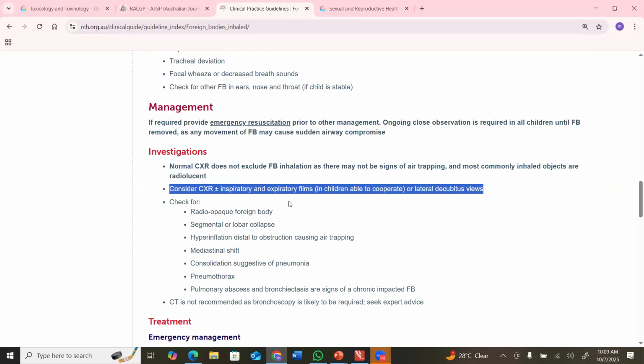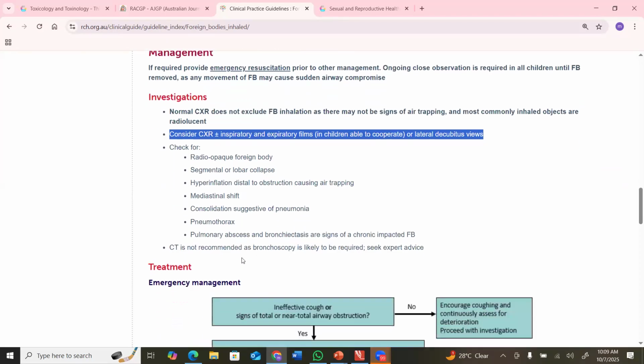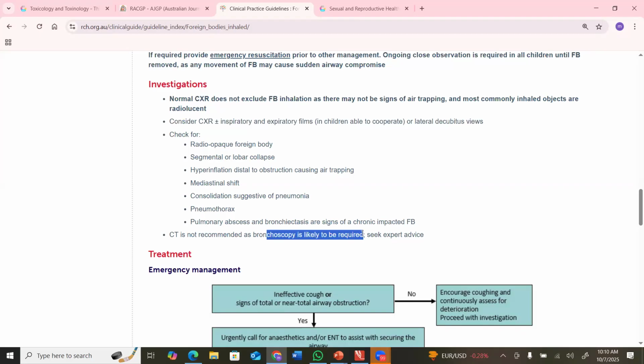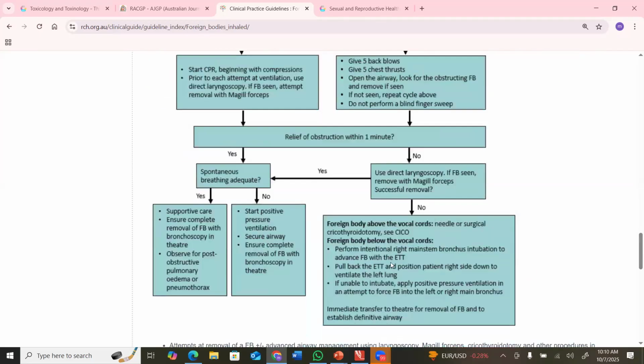If you are highly clinically suspicious of a foreign body, then you need to go for bronchoscopy or laryngoscopy. But still, the first-line thing you need to do is the chest X-ray, to check for radiopaque foreign bodies, segmental or lobar collapse, hyperinflation, any mediastinal shift, or consolidation that could suggest pneumonia, because a long-standing foreign body can give the symptoms of pneumonia as well, even pneumothorax if it penetrates. A CT scan is never recommended, but bronchoscopy or laryngoscopy might be required. So this is a very important guideline.